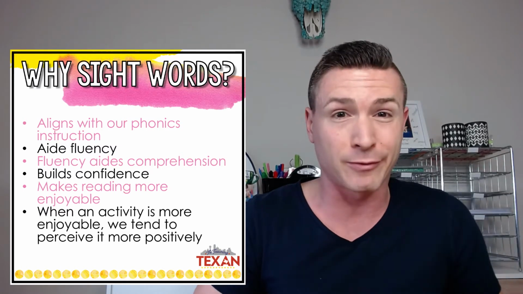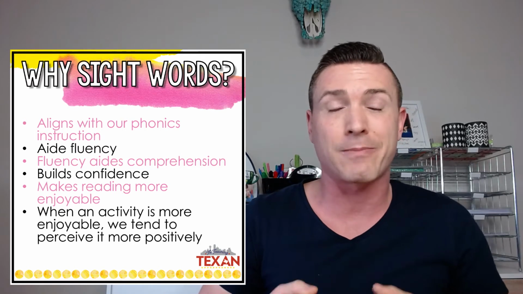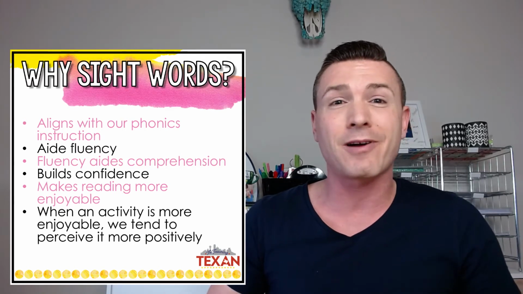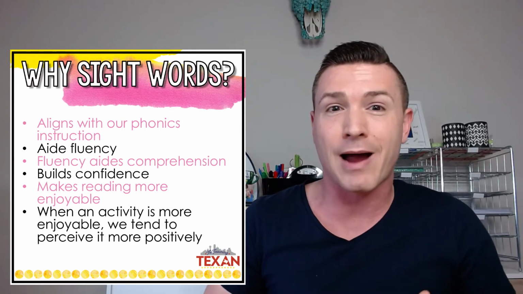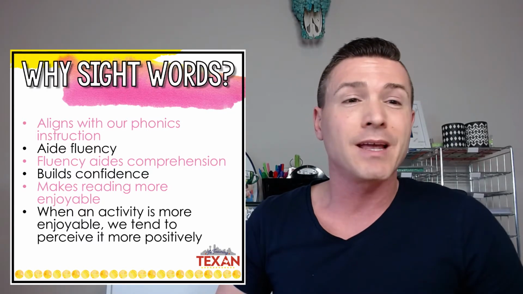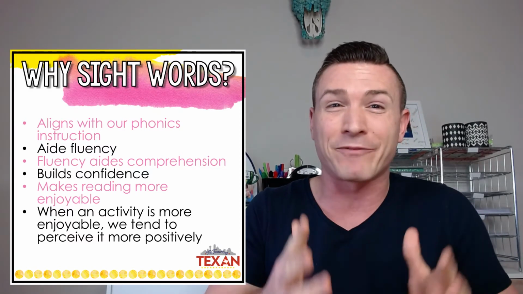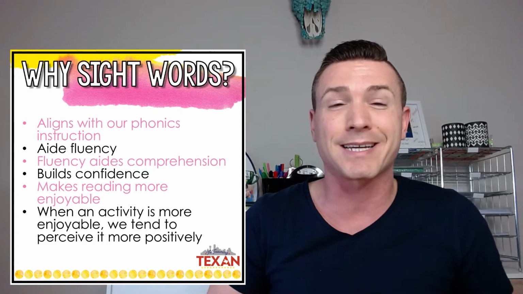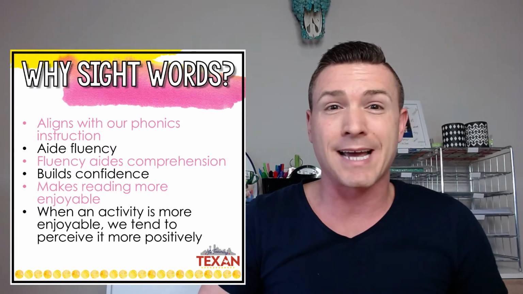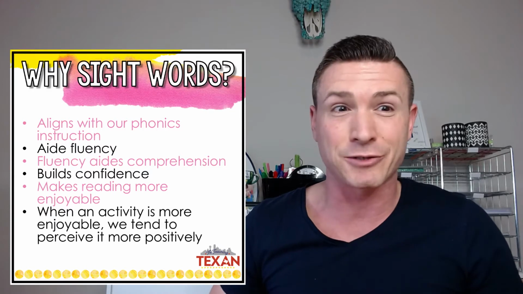Sight words aid in fluency. Because the students know them right off the bat, they're committed to memory, so as they are reading they're not having to stop and figure out or phonetically decode those words. This aids comprehension. Sight words aid in fluency, and then fluency aids in the students' comprehension, because they are able to get through the text with better fluency so they understand what they've read when they finish reading it.